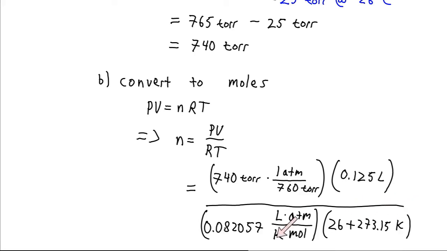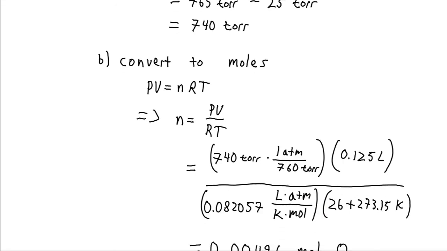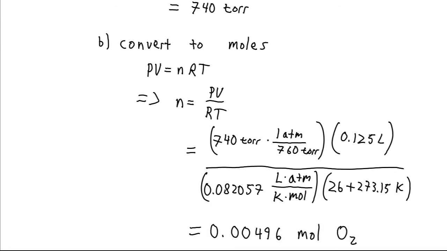And so now kelvins will cancel, atmospheres will cancel, liters will cancel. And we divide by moles twice, since we divide here and then we divide that. And so that's going to flip moles up in the numerator. So we're going to get units of moles. That's good. That's what we wanted to find. Works out to 0.00496 moles of O2.